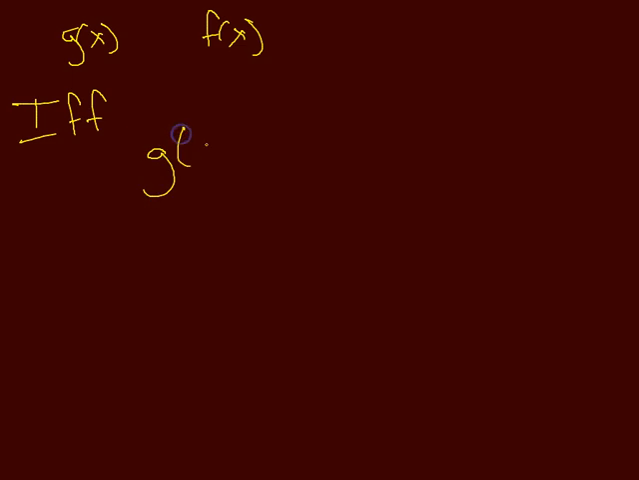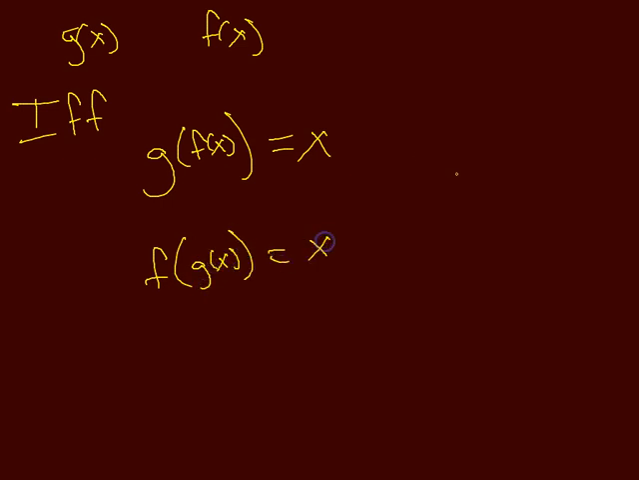First, let's have a formal definition of what an inverse function is. Let's say we have a function g of x and a function f of x. These two functions are inverses if and only if, and IFF stands for if and only if, g of f of x equals x and f of g of x equals x. And this is for all x's in the domain.